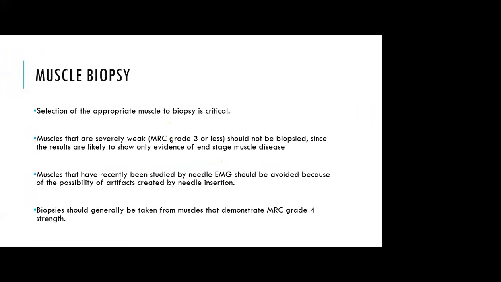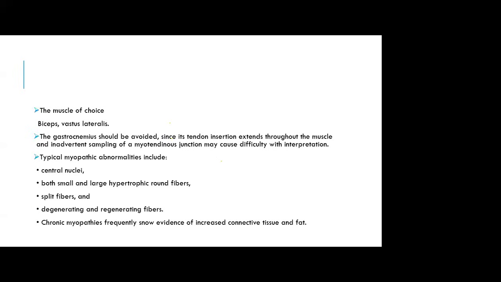Usually, the muscle to be biopsied should have at least a power of 4. A muscle with less power than that shouldn't be biopsied, as it may show end-stage muscle disease. The muscles of choice are usually biceps and vastus lateralis. The gastrocnemius should be avoided since its tendon insertion extends throughout the muscle, and inadvertent sampling of the myotendinous junction may cause difficulty with interpretation.